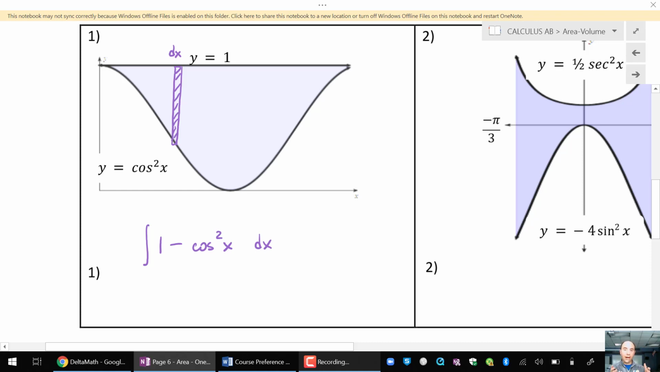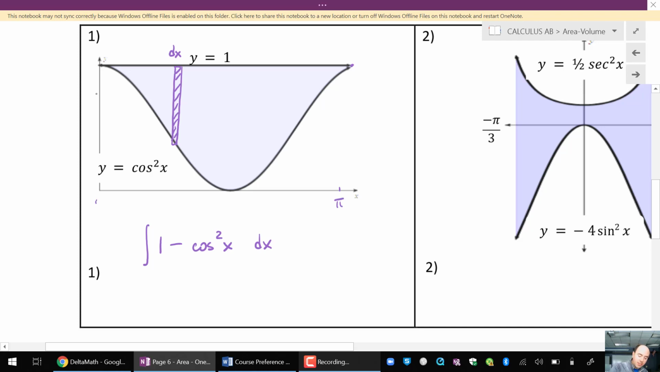Well, let's figure out from where to where. The intersection of cosine squared and 1 actually happens out here at pi. So that upper bound is going to be pi. The lower bound intersection point is a 0. So you're going to start at 0 and integrate all the way up to x equals pi. So the bounds of my integral will go from 0 to pi.